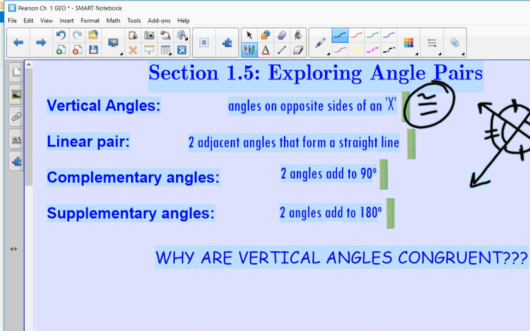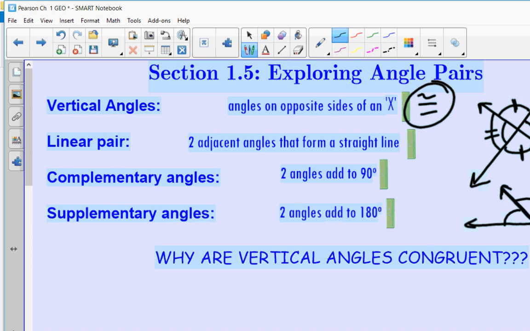A linear pair are two adjacent angles that form a straight line. So first off, I'm going to draw a straight line. And adjacent means that they share a ray or a side. So this angle right here and this angle right here share a side.